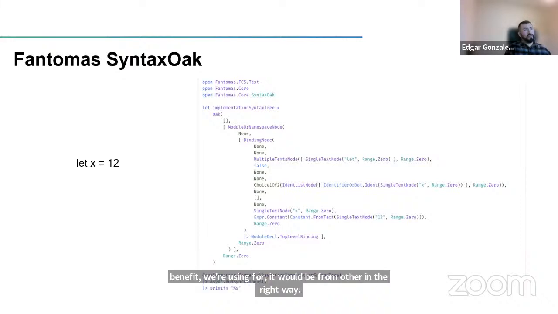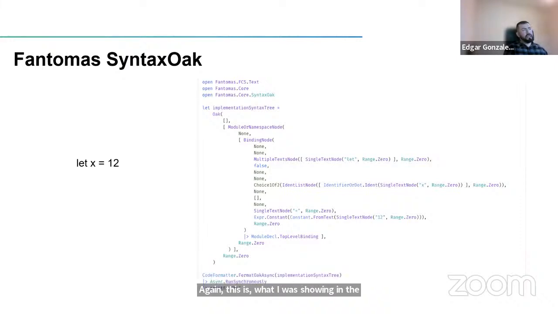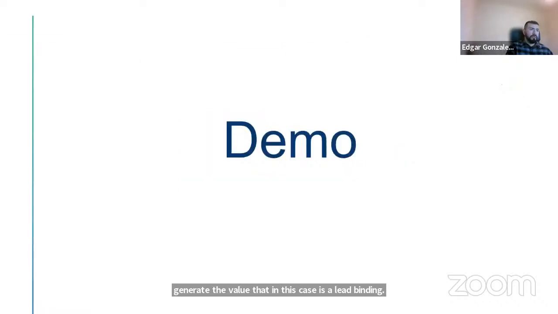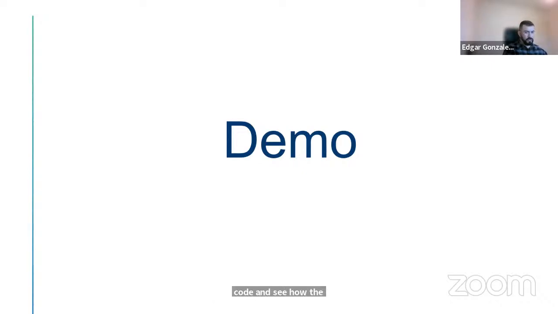Again, this is what I show in the other side at the beginning of the presentation. Just to generate a let x12, you can generate it and you have this amount of code. With my library, you just need to open a couple of namespaces and then you just generate the value, which in this case is a let binding. So without further ado, let's show some code and see how the Fabulous AST library works.